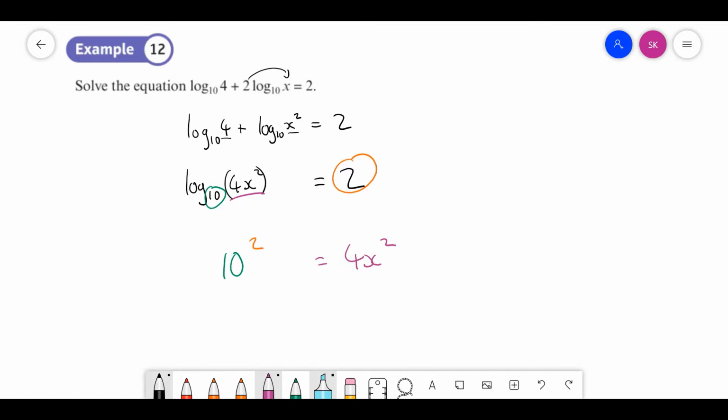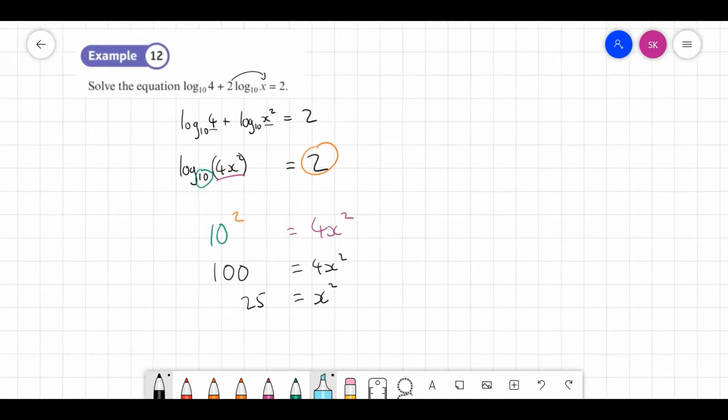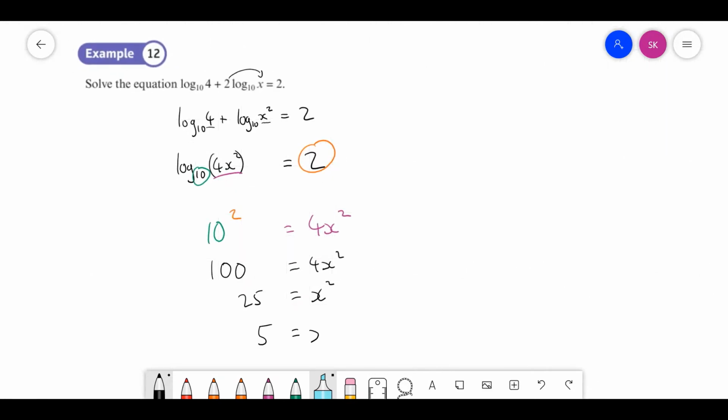10 to the power of 2 equals 4x squared. And from here, it should be fairly easy to solve. It's just 100 equal to 4x squared, divide both sides by 4, and then square root. However, you'll notice my answer is only a positive 5. It's not plus or minus 5. Can you think why? Pause the video if you haven't realized yet why. And I'll give you a hint. You need to look at the original question.